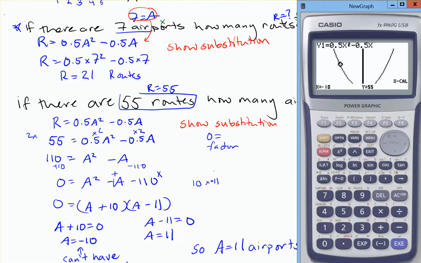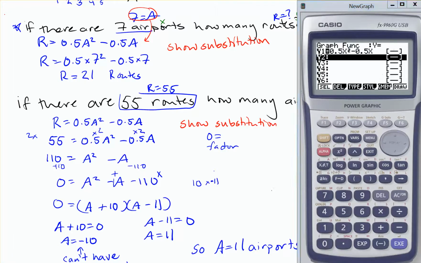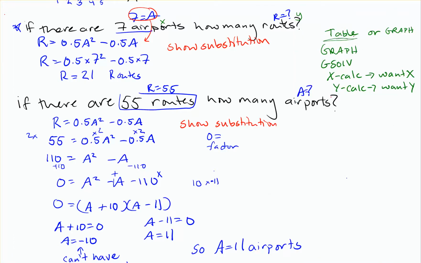Just arrow over using your big gray replay button here. So just arrow over and you get to the next one, which is 11 and 55. So you can see how you can just arrow between those two solutions. So be aware of that for parabolas. There'll be two solutions potentially, but pay attention to which one actually matters for your context. So again, you can use table, just searching for the one you need, or you can go into graph and use gsolve with xcalc or ycalc.